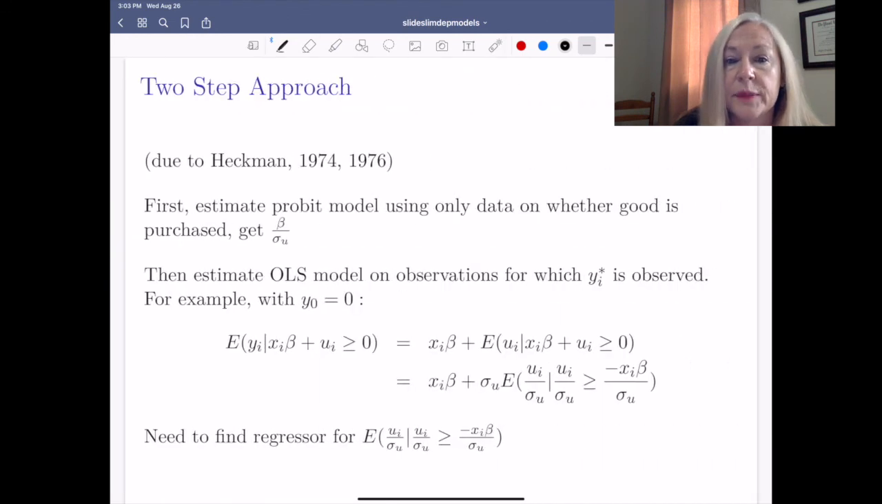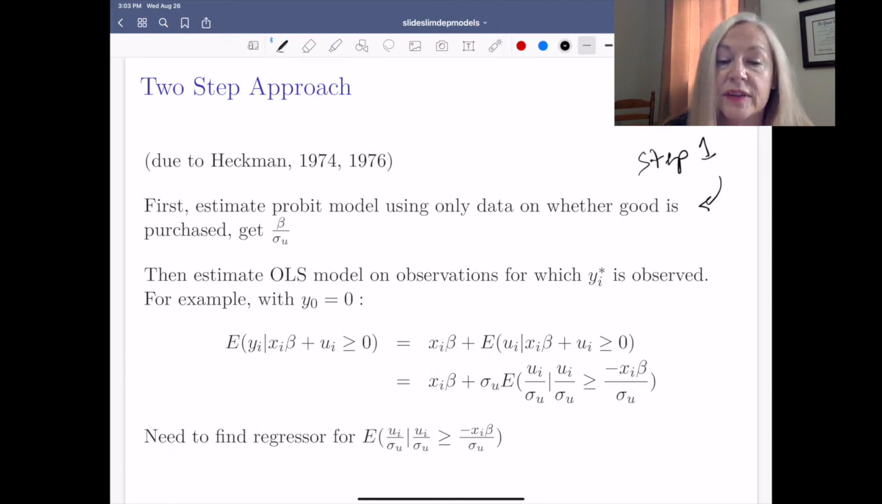Okay, so the two-step approach. The first step is you estimate a Probit model only using data on whether the good is purchased. From that, you only get beta up to scale. So this is step 1. Now step 2 is you estimate this regression, but it's conditional on having purchased the good.